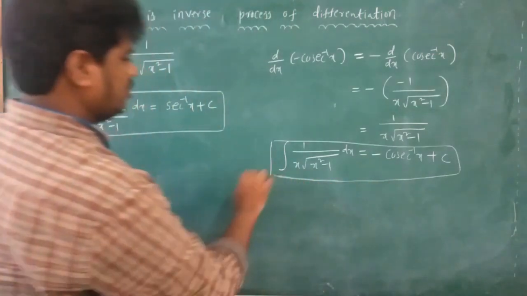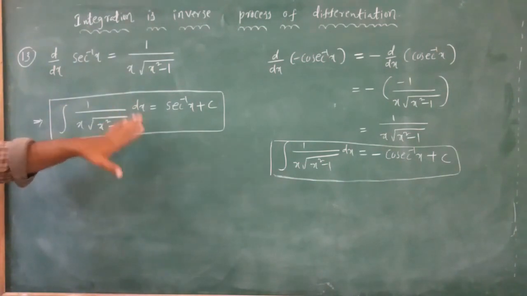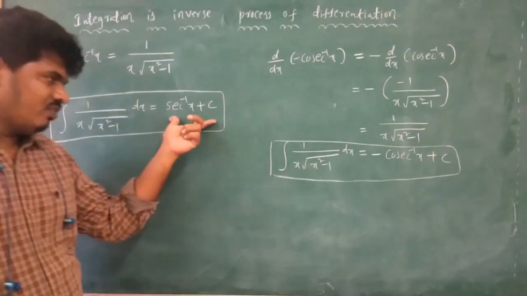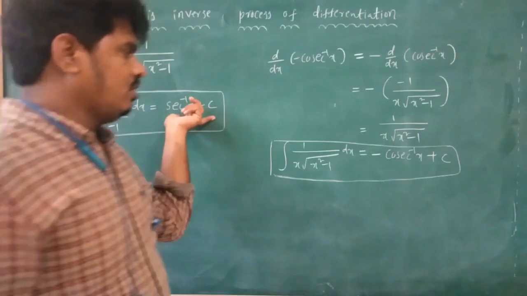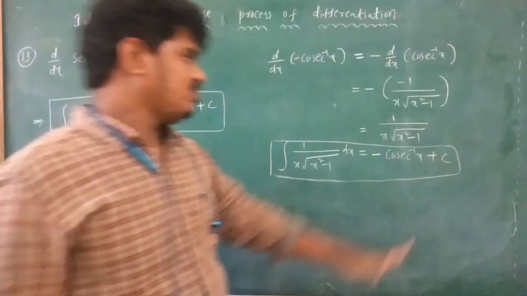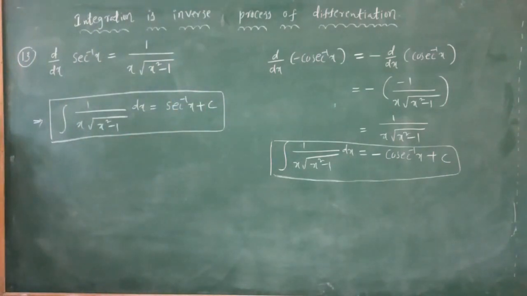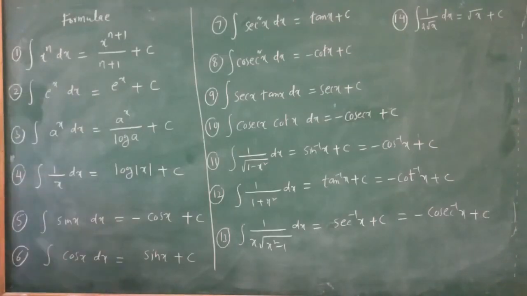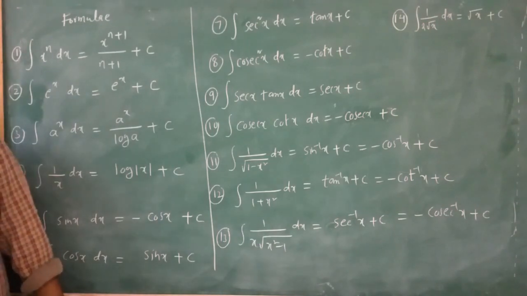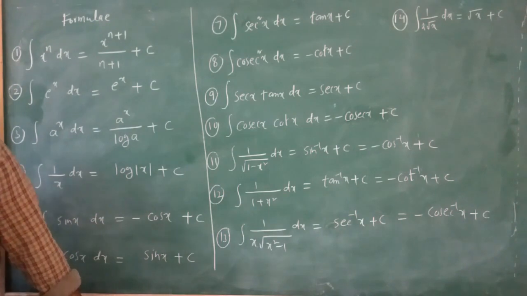Just observe here, what is the integral of 1 by x root over x square minus 1 dx means you can use either secant inverse x plus c or minus cosecant inverse x plus c, but mostly just try to use the first one. Okay, these are very important formulae what we are going to use in the next class.